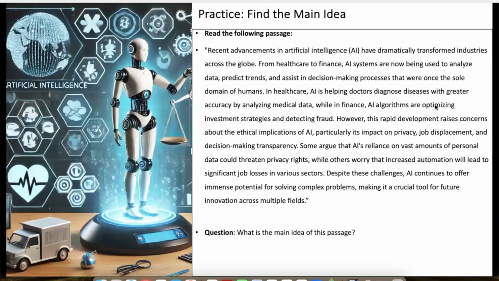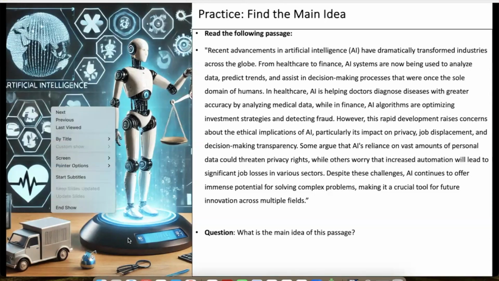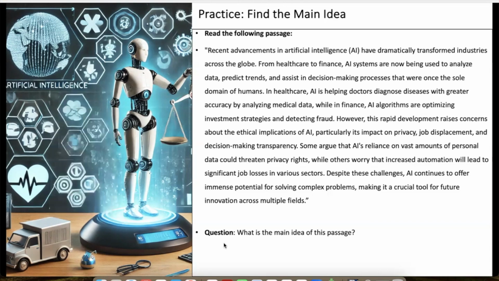Stacy: "AI is used all around the world now in different industries from healthcare to finance." But is it complete? How about the rest? Okay, let me just show you, Stacy. How about this part?